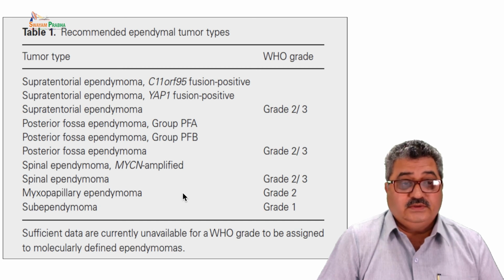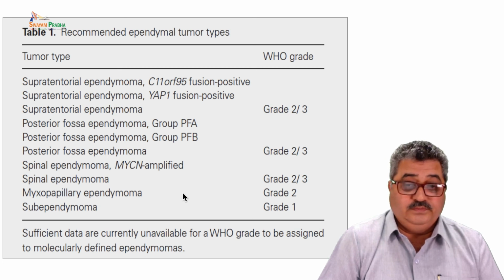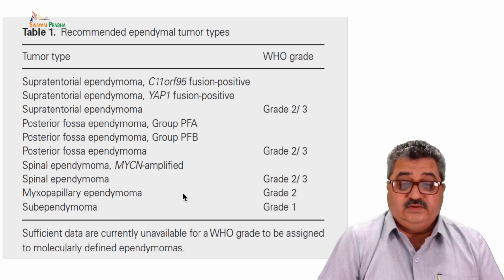Similarly, in the spinal cord, in a grade 2 or grade 3 looking tumor, you do MYCN amplification FISH. If it is amplified, don't grade this. If it is not amplified, then one can give grade 2 or grade 3. The myxopapillary ependymoma is upgraded to grade 2, and subependymoma is grade 1.